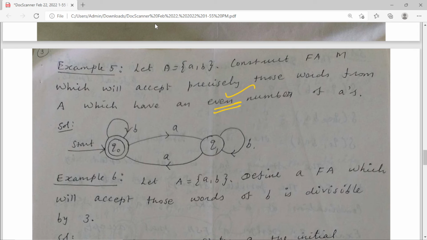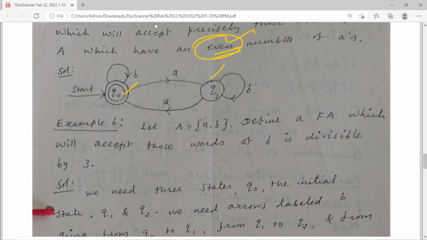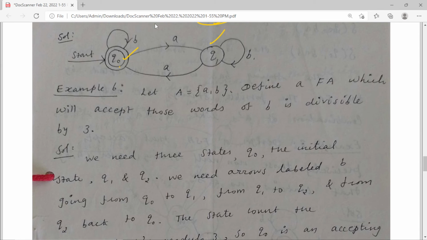In the previous problem, instead of even, we had an odd number, that's why we took Q1 as the final state. In this problem we have an even number of A's, so you have to take Q0 as the final state. That is the only difference. So the only difference between the previous one and this one is that you take Q0 as the final state. That's all.